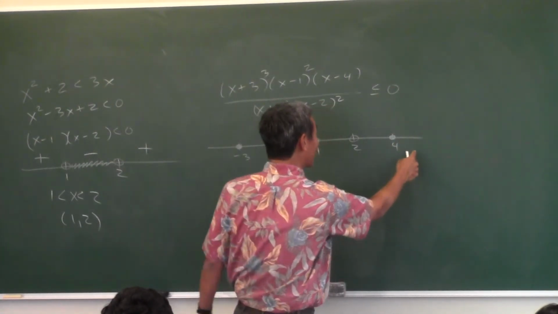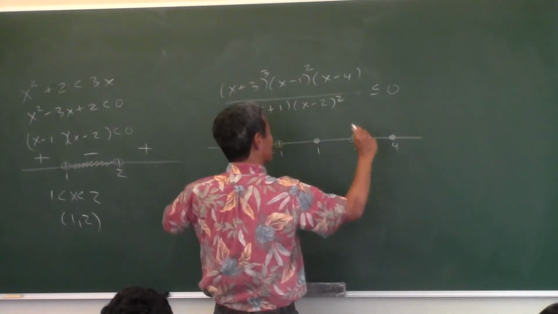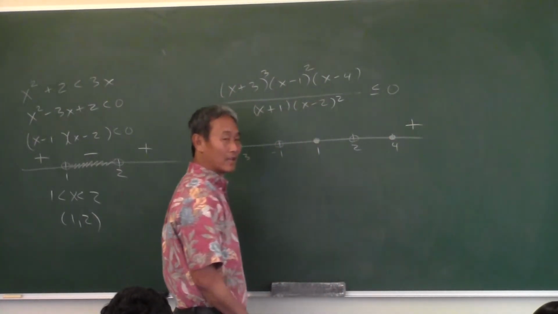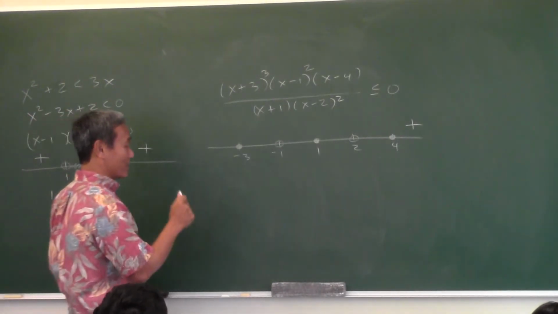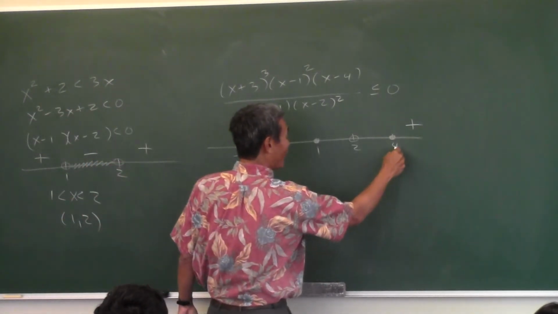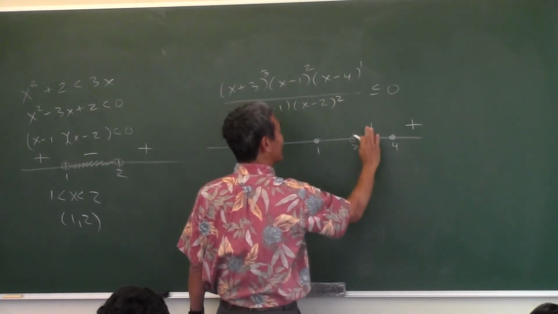Because when you plug in a number bigger than 4, look, positive, positive, positive, positive, positive. They're all positive and it's positive. That's why I like the one on the far right. But it's up to you. You can pick any one you want. Now watch this. See if you remember this from last year. 4 came from this factor. It has an odd power, so it changes.